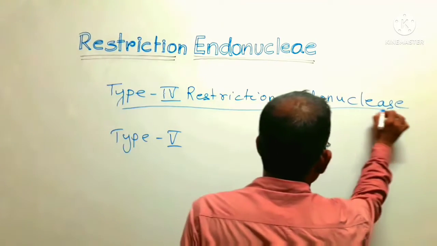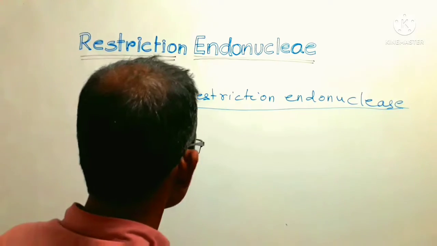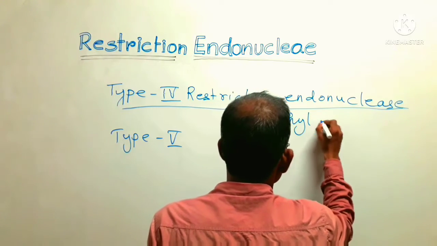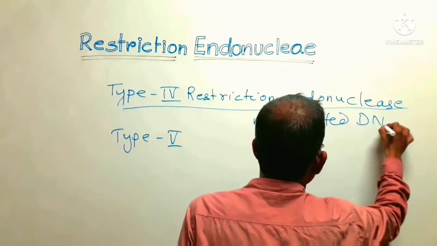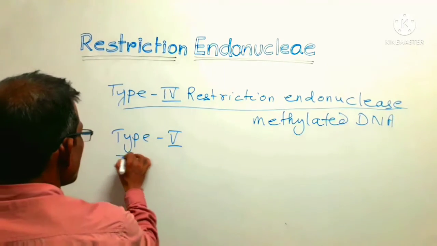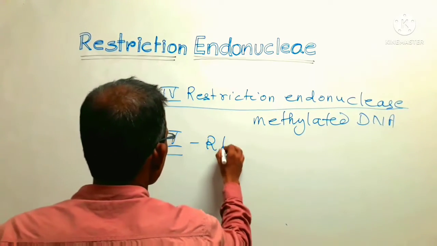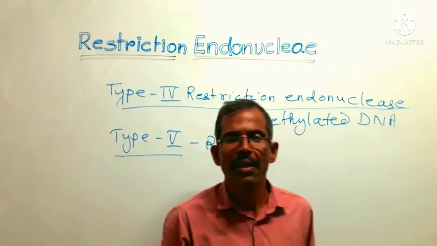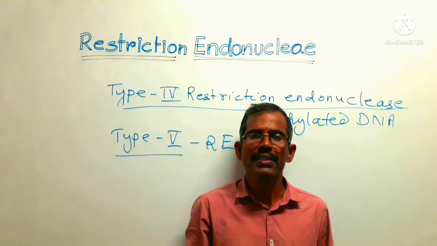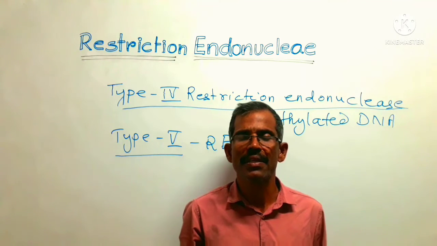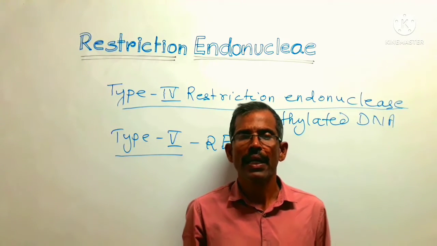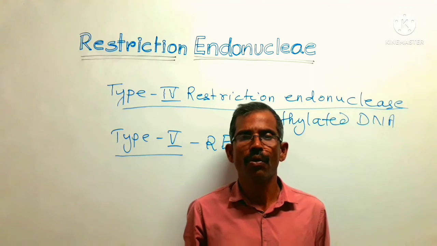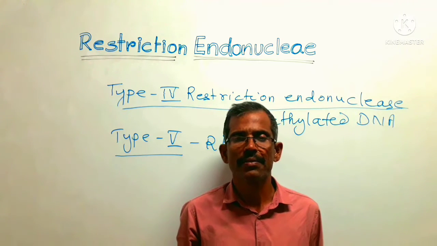Type 4 restriction enzymes recognize methylated DNA. And the last one is type 5 restriction endonuclease. Type 5 restriction endonucleases utilize guide RNAs to target specific non-palindromic sequences that are present on the invading organisms. This is about different types of restriction endonucleases.